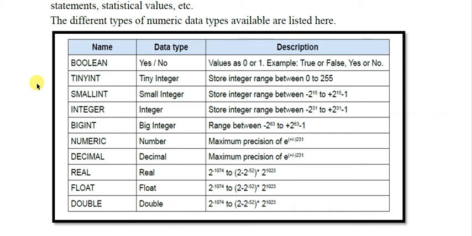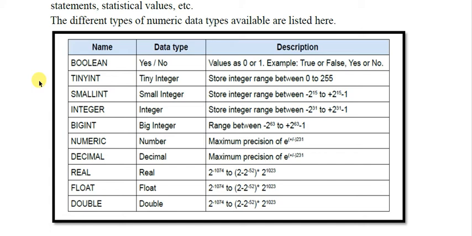And how to choose? Depending upon the most possible value. Okay, suppose you want to have roll number field, so what field will you choose? In a class, how many students can be there? At most 100 or 200. Okay.